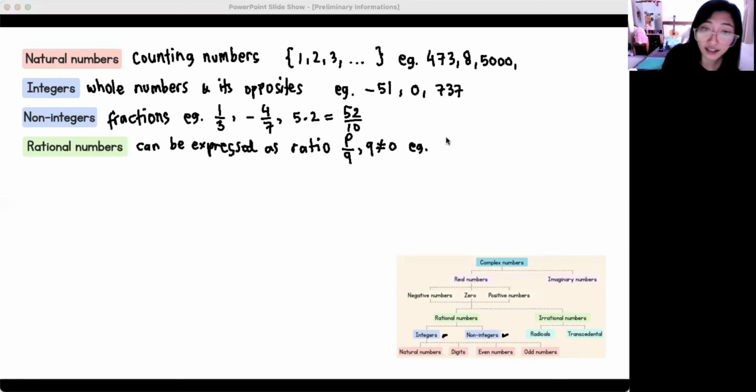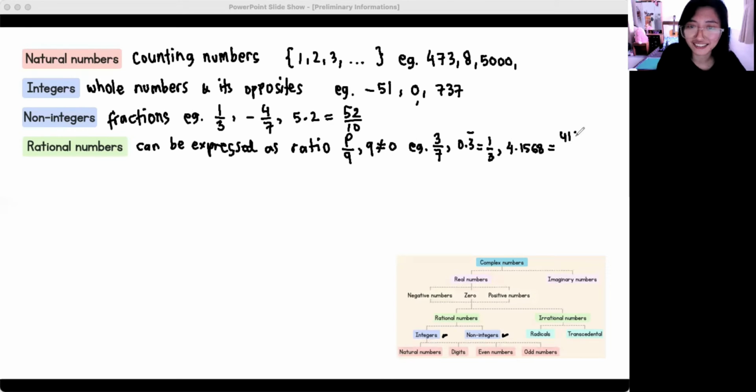Now, the examples are any fraction. I'll just randomly write the fraction here, or even a decimal, just like the non-integers, yeah. A decimal like this, 0 point repeating 3. Now, we can rewrite this as a fraction, 1 out of 3, and also a decimal like maybe 4.156, 8. They still can be represented as fractions, right? Okay, now we're done with the rational numbers.